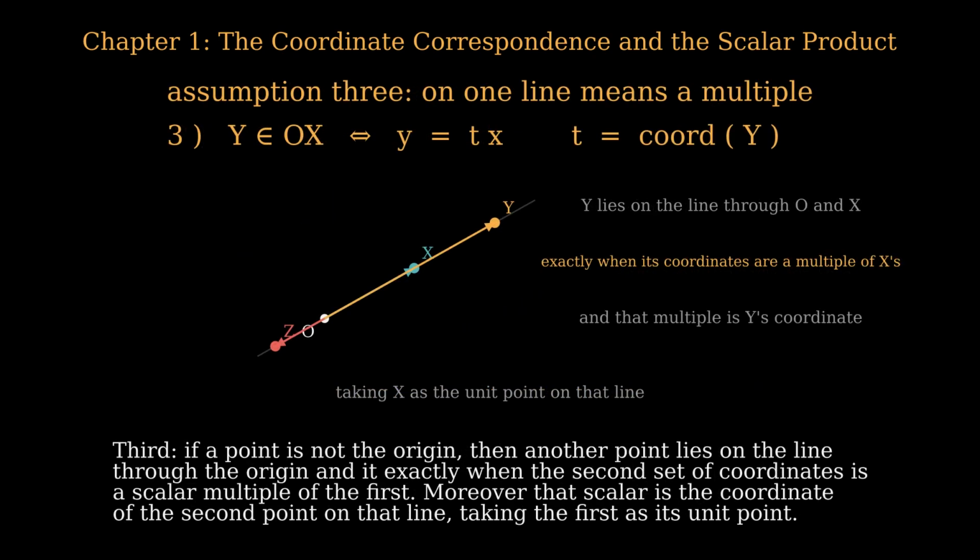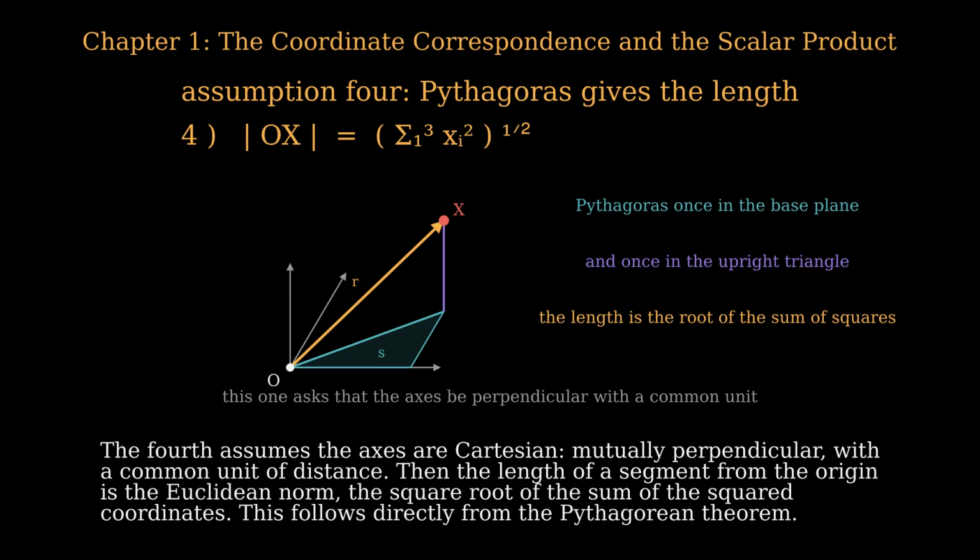Third, if a point is not the origin, then another point lies on the line through the origin exactly when the second set of coordinates is a scalar multiple of the first. Moreover, that scalar is the coordinate of the second point on that line, taking the first as its unit point. The fourth assumes the axes are Cartesian, mutually perpendicular, with a common unit of distance.